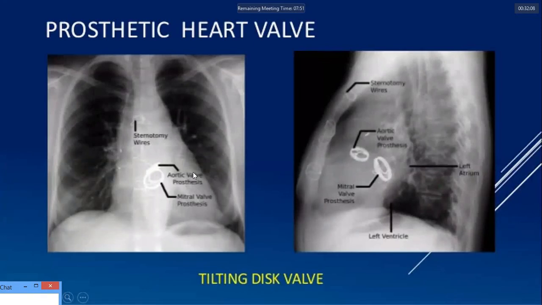Now, prosthetic heart valve. There are different cardiac surgeries, and we place artificial valves. Don't get confused about the calcification in the valves. Also look for a surgical scar mark on the chest, and there is presence of sternotomy wires.